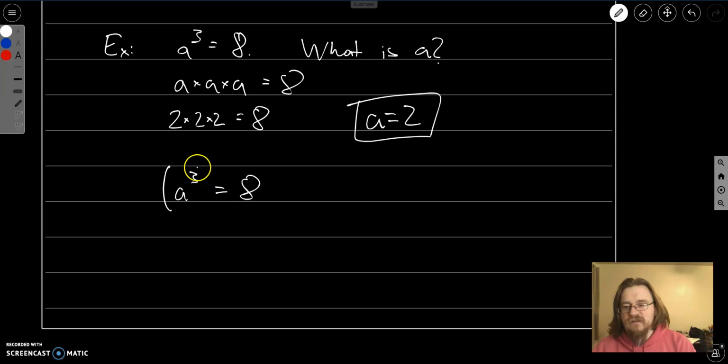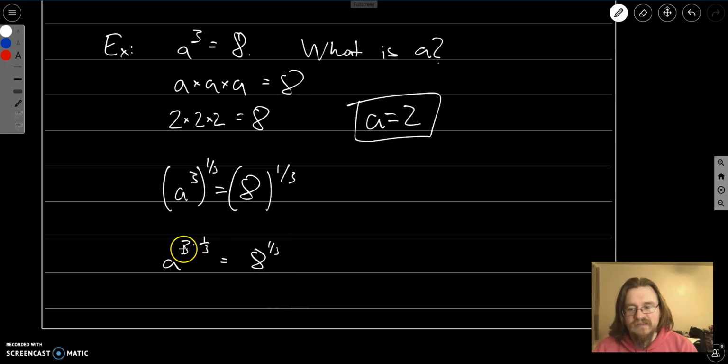So what could I possibly raise this to get rid of the 3? And the answer is, if I raise it to 1/3, so whatever I do to one side, I have to do to the other. So now I have A to the 3rd power to the 1/3. And there's a reason I'm doing this. The reason is, when I do this, I can simplify. So it's going to be A to the 3rd times 1/3. And over here I have 8 to the 1/3 power. Well, what is 3 times 1/3? These cancel, and I'm just left with A is equal to 8 to the 1/3 power.